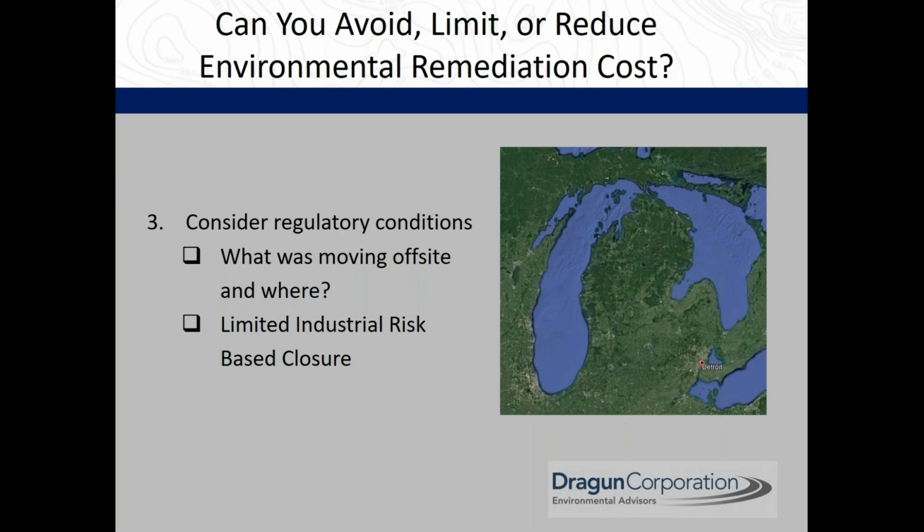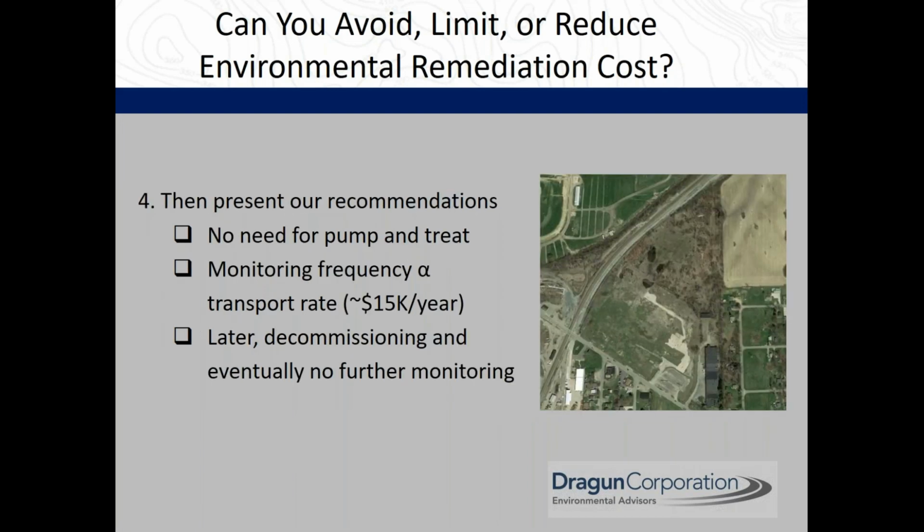And we were able to get a limited industrial risk-based closure. And this was in Michigan, one of the first ones that was allowed. And it basically resulted in just really monitoring for our client. Next slide, please. So we were able to show there was no need for pump and treat. We were able to monitor at a frequency, and that symbol is proportional, alpha, to the transport rate.